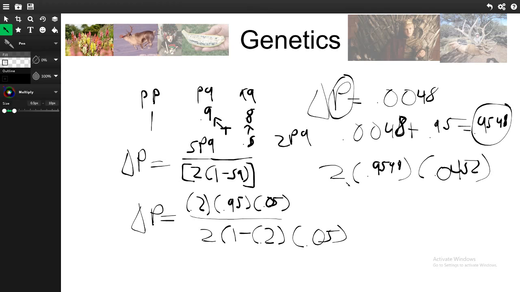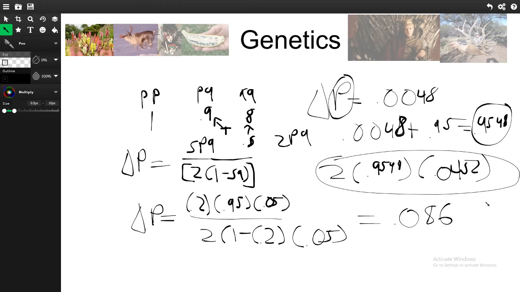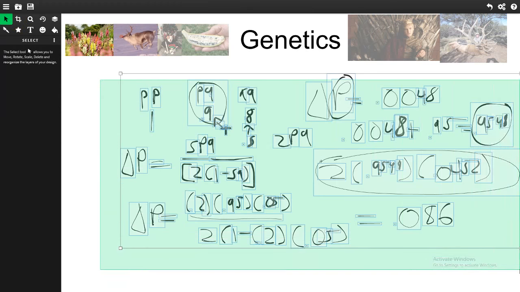So if you do the math here, this is from the Hardy-Weinberg equation. This will solve for heterozygote frequency, and this will give us a final value of 0.086. And if you remember from before, this is a lower value than before because heterozygotes have a small disadvantage. They're 10% less likely to survive.